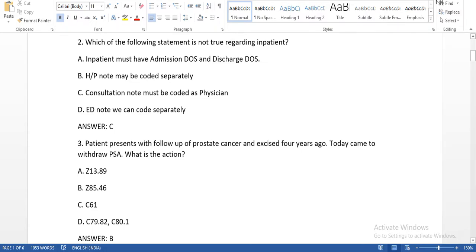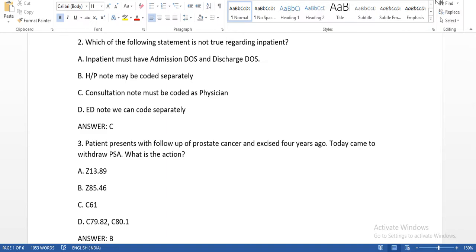So our next question is, which of the following statements is not true regarding inpatient? A. Inpatient must have admission. DOS means date of service, and discharge DOS, discharge date of service. B. HMP note may be coded separately. C. Consultation note must be coded as physician. D. ED note we can code separately.